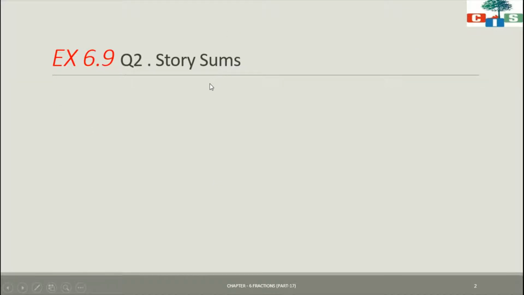Scholars, first of all we will read the story, we will frame the sentence, and then we will solve according to it. Are you all ready? Yes. So we'll read the story sum.